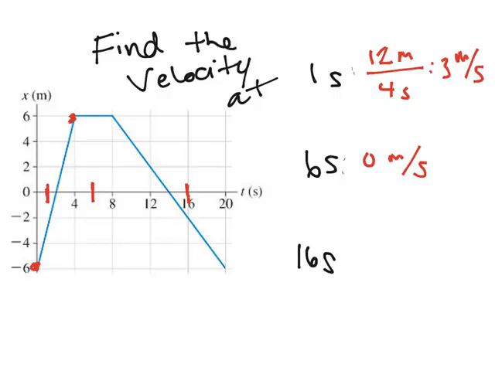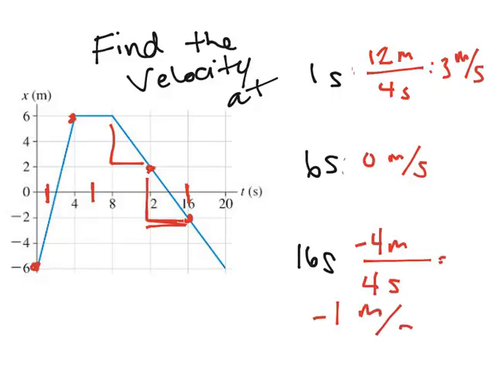Then at 16, remember, any 2 points on this line will do. I picked these 2 points. We can easily see that the rise went from negative 2 to 2. That gives us 4. If it makes it easier for you to see, we went from 6 to 2, so we dropped 4. So we're going to have a negative 4 meters. And then we've gone over from 12 to 16 seconds, so that's a change of 4 seconds. So negative 4 divided by 4 gives us negative 1 meters per second.